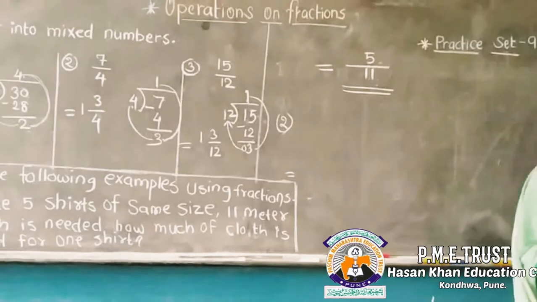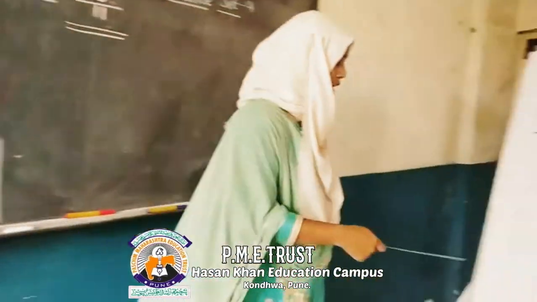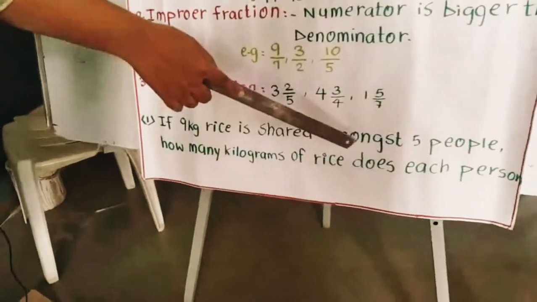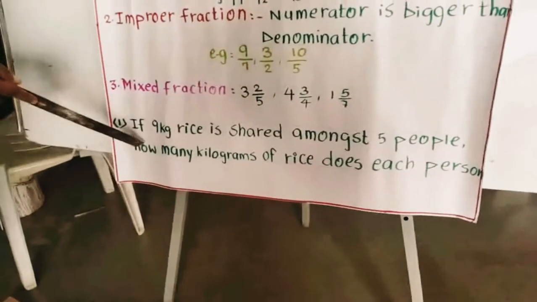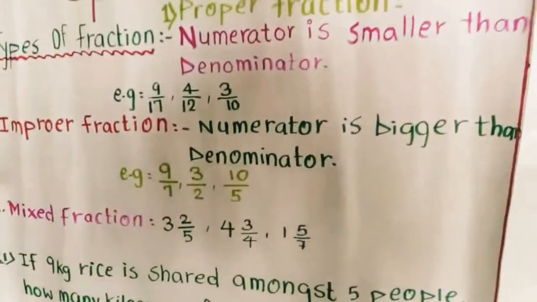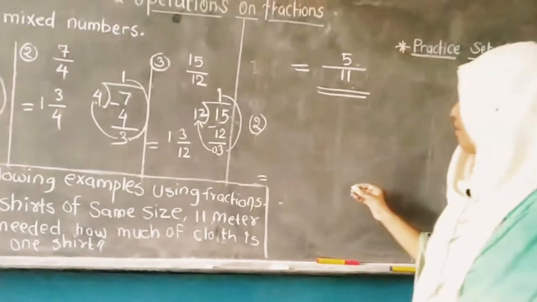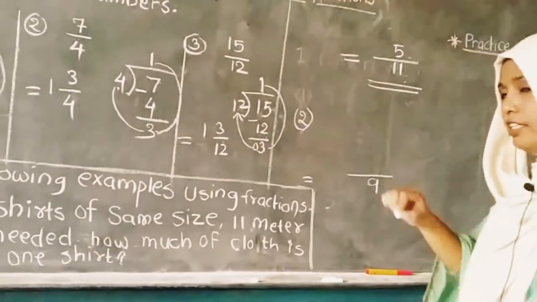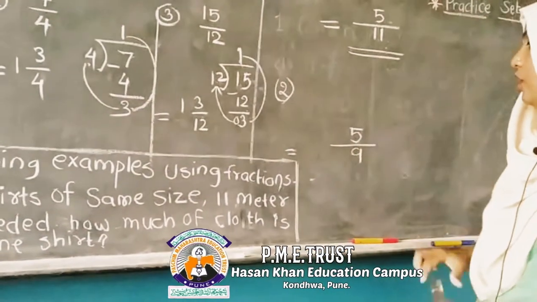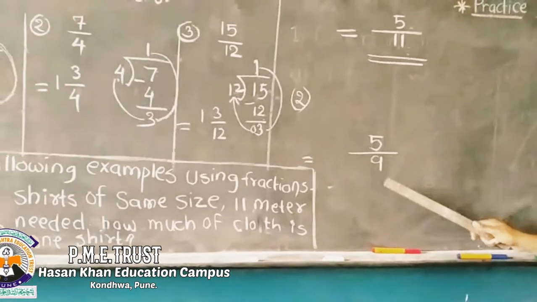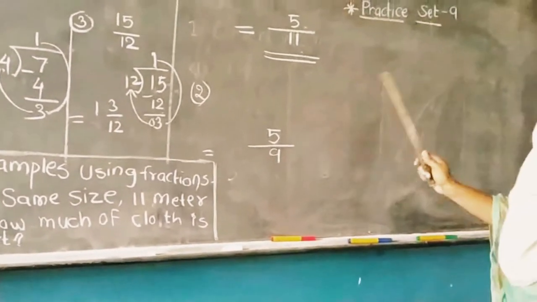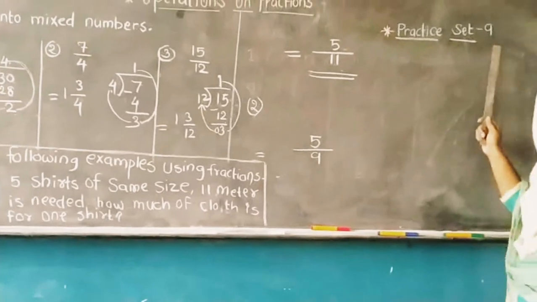The next example, student, see here. The next question. The 9 kg rice is shared among 5 people. How many kilograms of rice does each person get? Total kg of rice what? Total kg of rice 9. Here write denominator 9 and distribute to 5 people. What is the fraction? 5 by 9. Answer numerator is 5, denominator is 9. Understood this? All this question practice, take number 9.